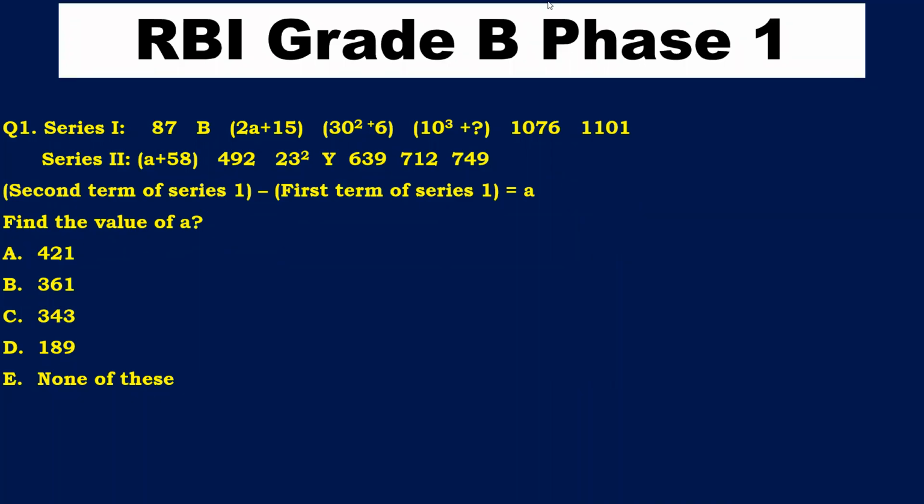Hello friends, in this session we are going to discuss the RBI Grade B paper that was conducted this Sunday, and we are going to discuss only quantitative aptitude. Some of the questions were different than the usual pattern, like this one here, a number series, a different one, but still if you apply yourself you can solve this type of questions.